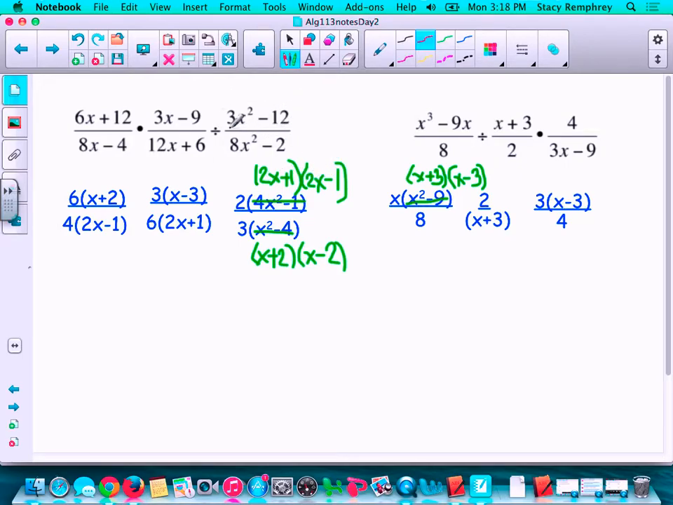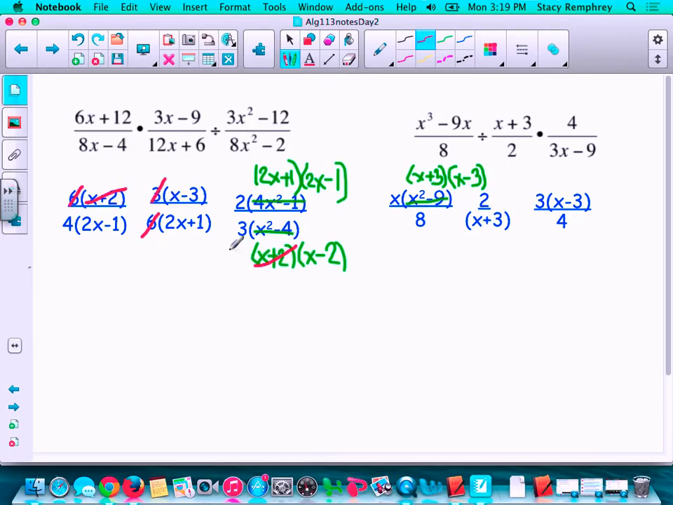I took this, factored out the 3, which left me with x squared minus 4. And then I said, oh, x squared minus 4 is a difference of 2 squares. I can factor that into x plus 2, x minus 2. See, I know this is a long chain, but just go slowly. I have a 6. Oh, look, there's another 6. I'll divide top and bottom by 6. x plus 2. Oh, there's another x plus 2.